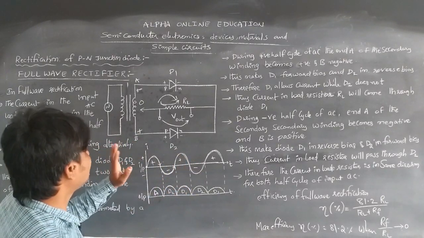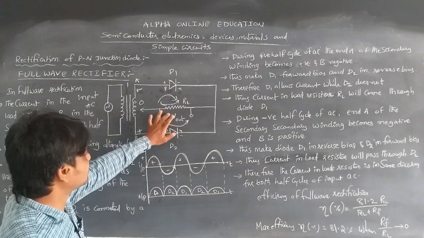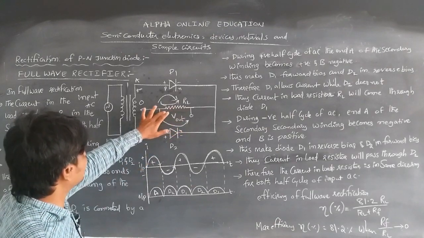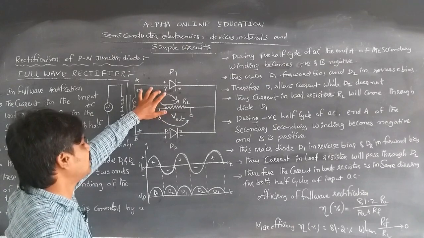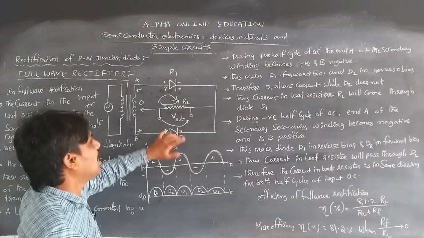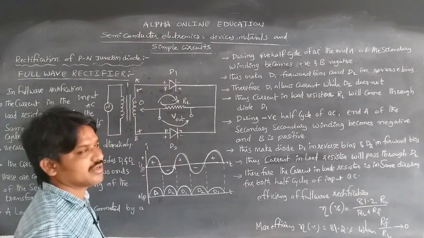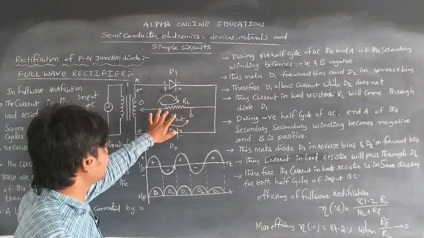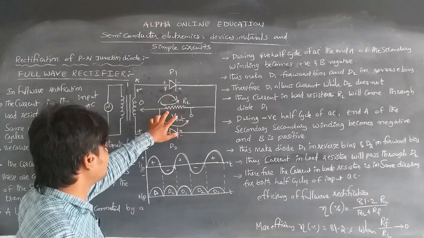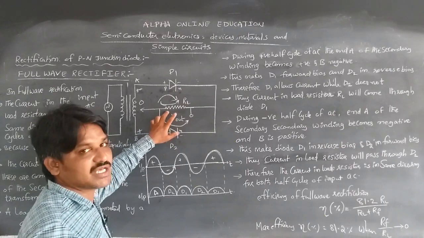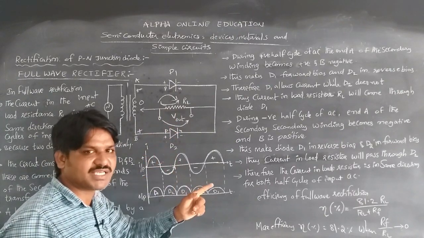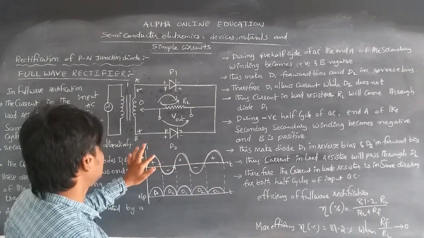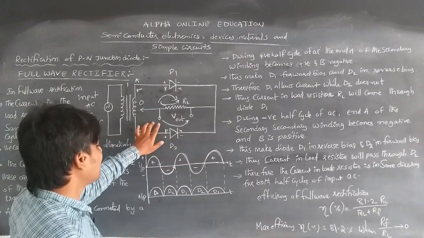In both cases, the current in the load resistor is in the same direction, either D1 is forward biased and D2 is reversed, or D1 is reversed and D2 is forward biased. Then current flows through the load resistance, and we can get the output at the load resistance in the same direction for both half cycles, positive and negative, for the AC input.